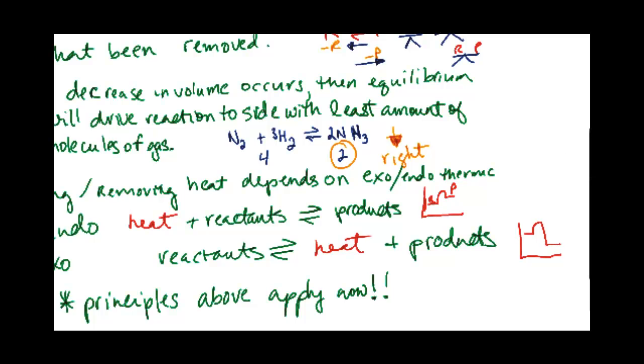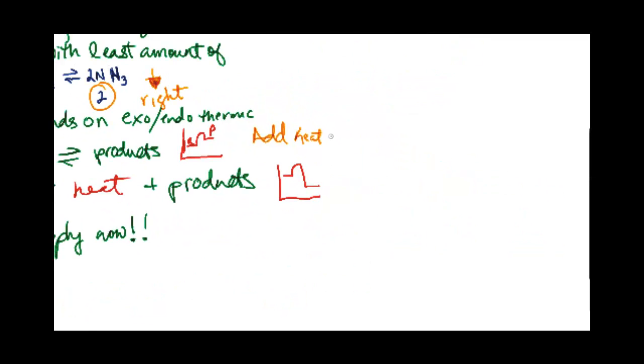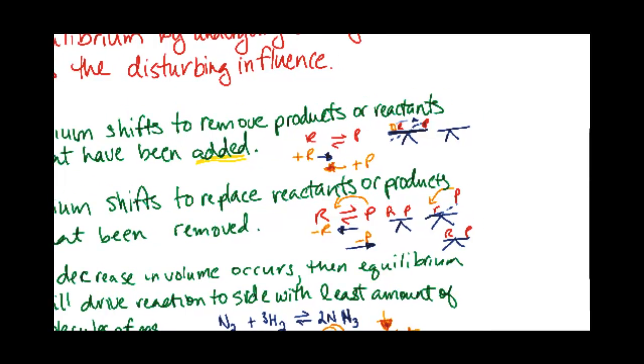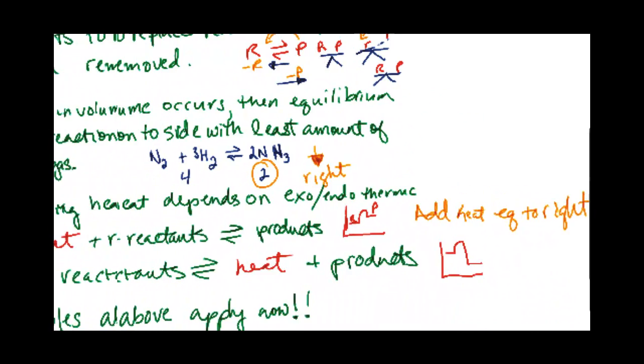Alright, so if I add heat, for instance, to an endothermic reaction, that would be like adding a reactant, and the shift would go to the right. And if you remove heat, it would go to the left. And that would be just applying the two top rules up here of adding and removing. It's just now a reactant because it's endothermic.